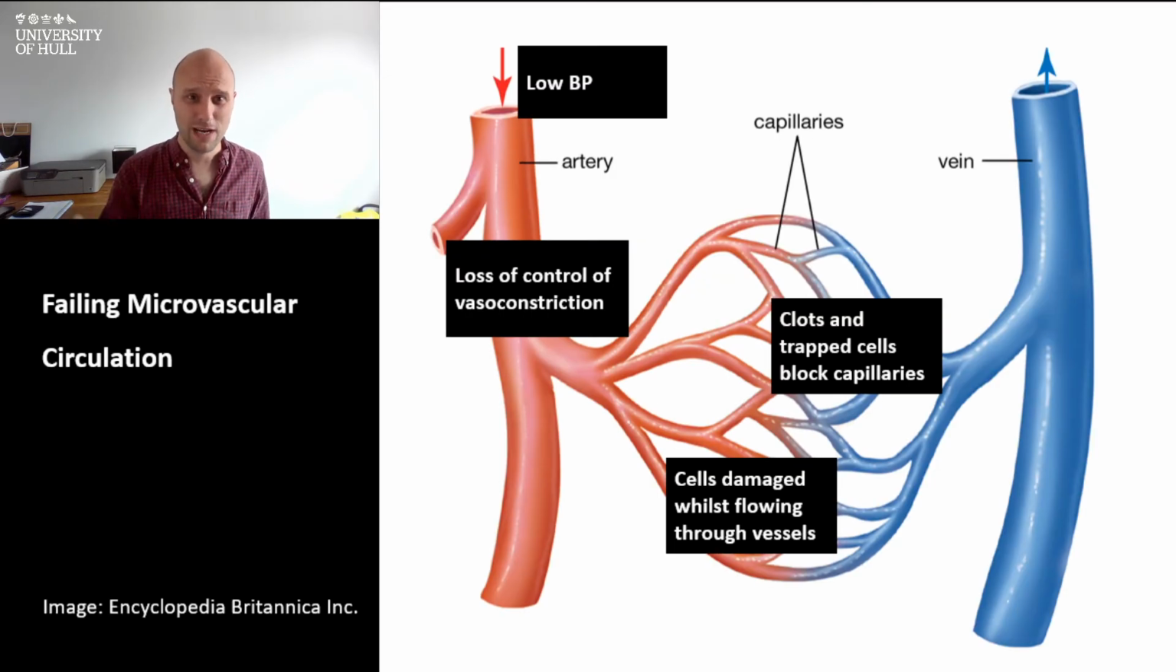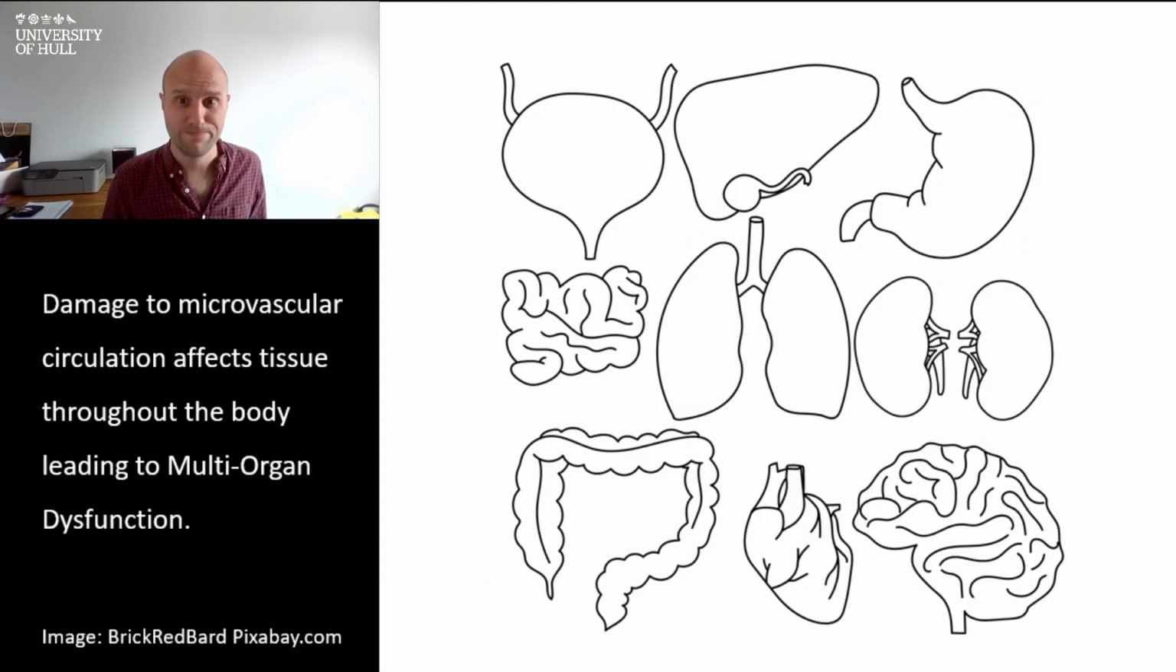So in this dysregulated response, we've got lots of issues here with our microcirculation. We have a drop in blood pressure, we lose control of our vasoconstriction and vasodilatation, and we get clots and all sorts of things blocking the flow of fluid through the tissues and blocking the flow of oxygen and nutrients getting to the tissues, which is what occurs in shock.